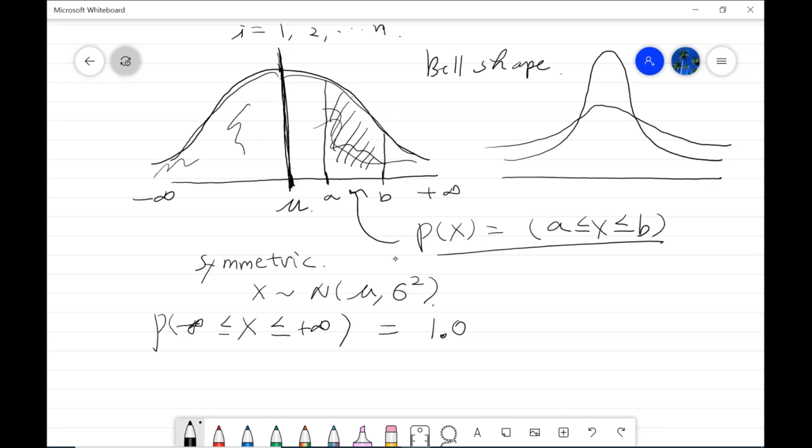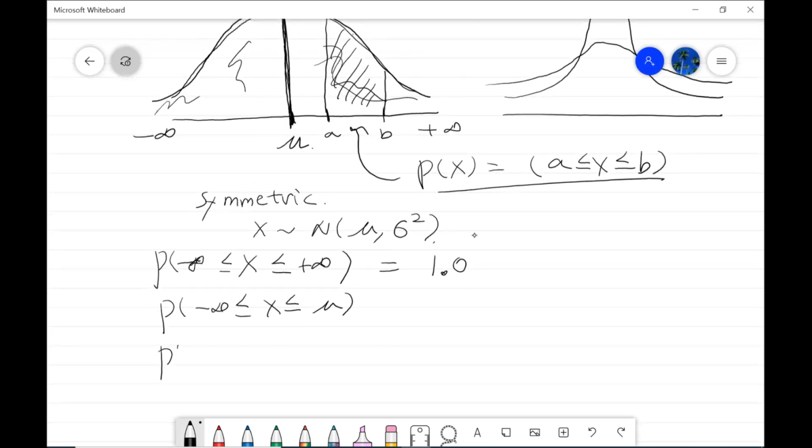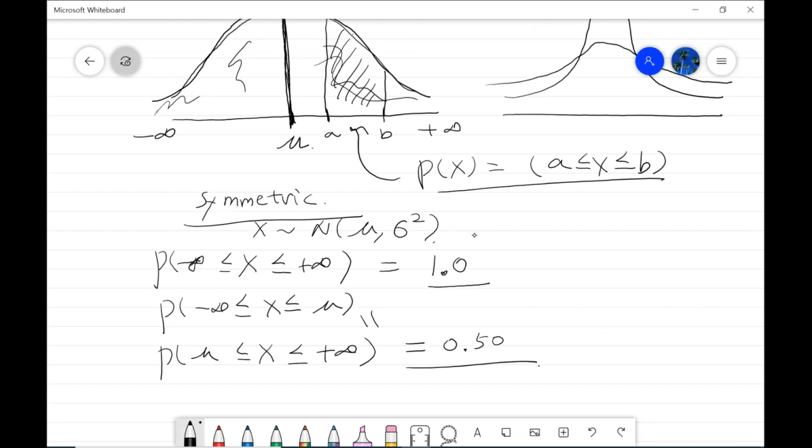Then another question: what's the probability that x is between minus infinity and mu? Let me make a space here. And the probability that x is between mu and plus infinity? In fact, both are the same. Why? Because it's symmetric. And it should be half of one, which is 0.5, 50%. So that's about the special nature of a normal distribution.